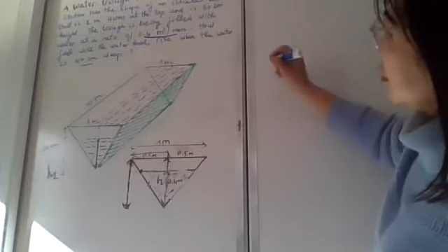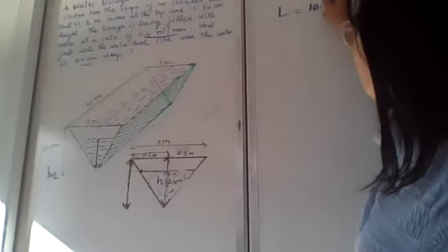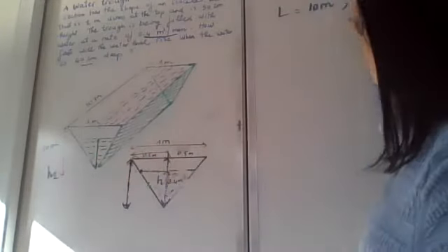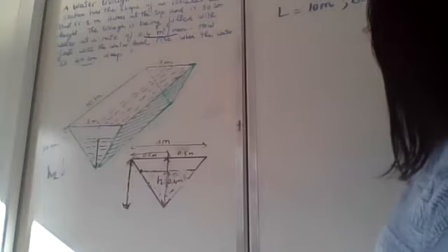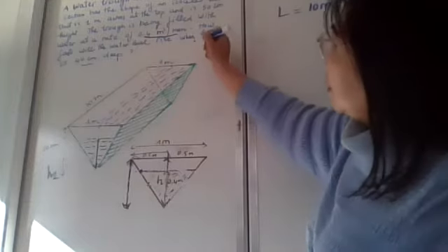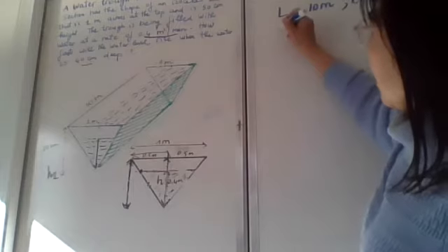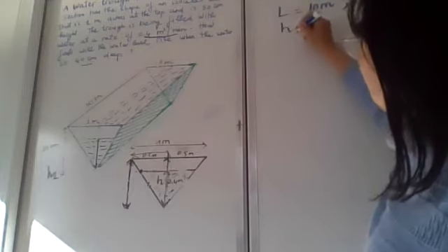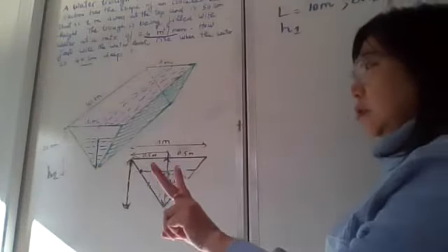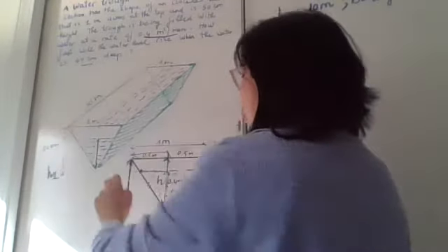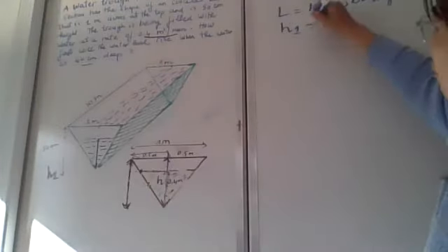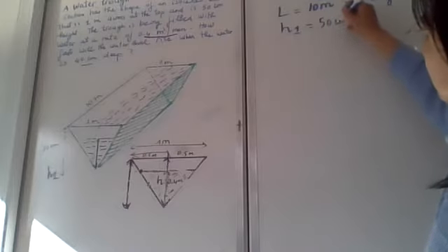What else do they tell us? They say the length of the trough is 10 meters. What else do they tell us? The base of the triangle, right? The base of the triangle equals 1 meter. And what else? The height, and I call the height 1. Height 1 is the height of the trough, right? Because we have two heights here, different, right? The height 1 is talking about the height of the trough, but the height here is the height of the water level rising, right? So the height 1 is 50 centimeters.